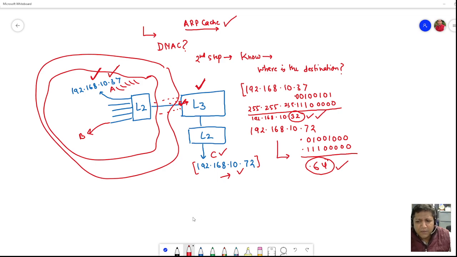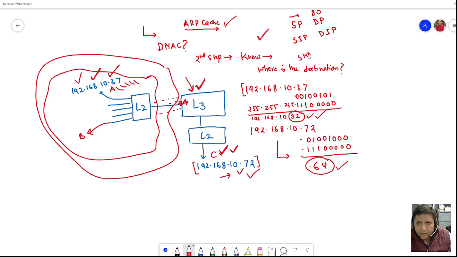Now please don't sleep and be with me. Now what is the answer? Answer is simple. Don't try to send the packet directly to the destination. Just try to send the packet to the L3 device first. Now if you want to send the packet to the L3 device, please be with me. Source port, destination port are the same. Suppose C is a web server, so any source port and then destination port 80. Source IP, destination IP will remain the same. Source IP will be .37, destination IP will be .72.